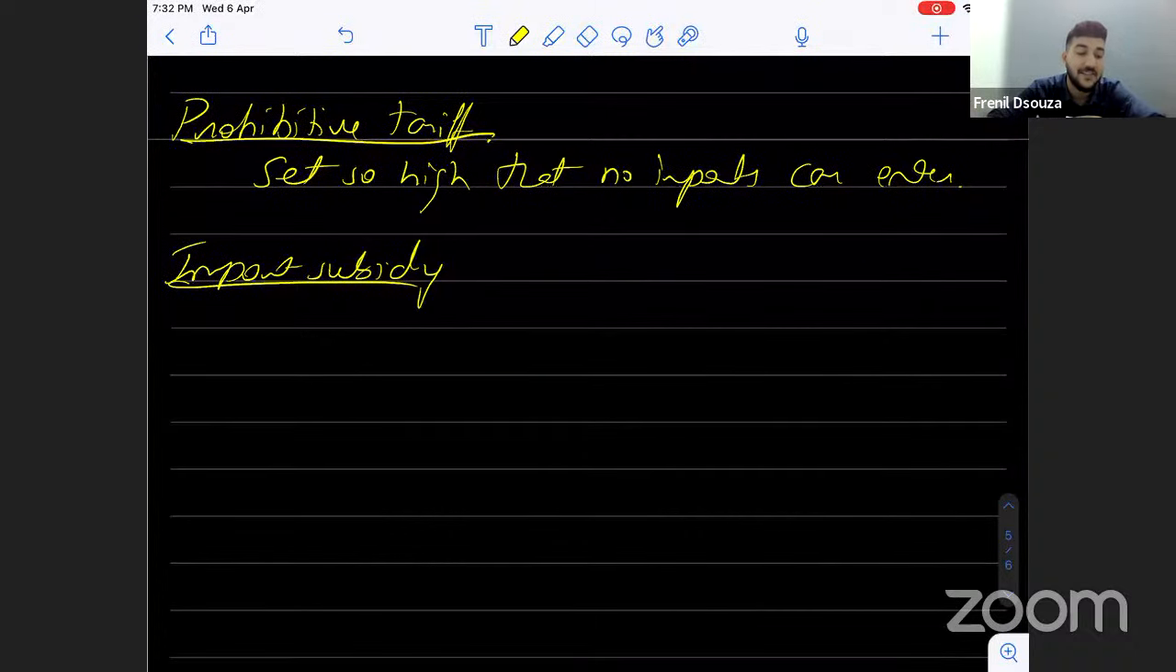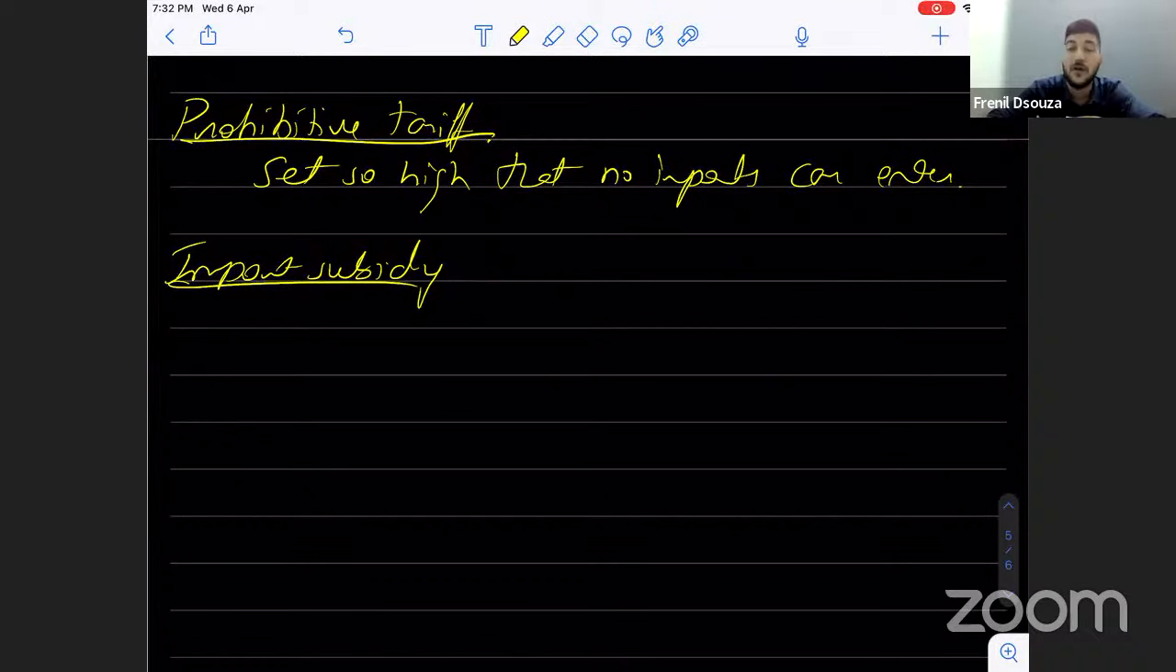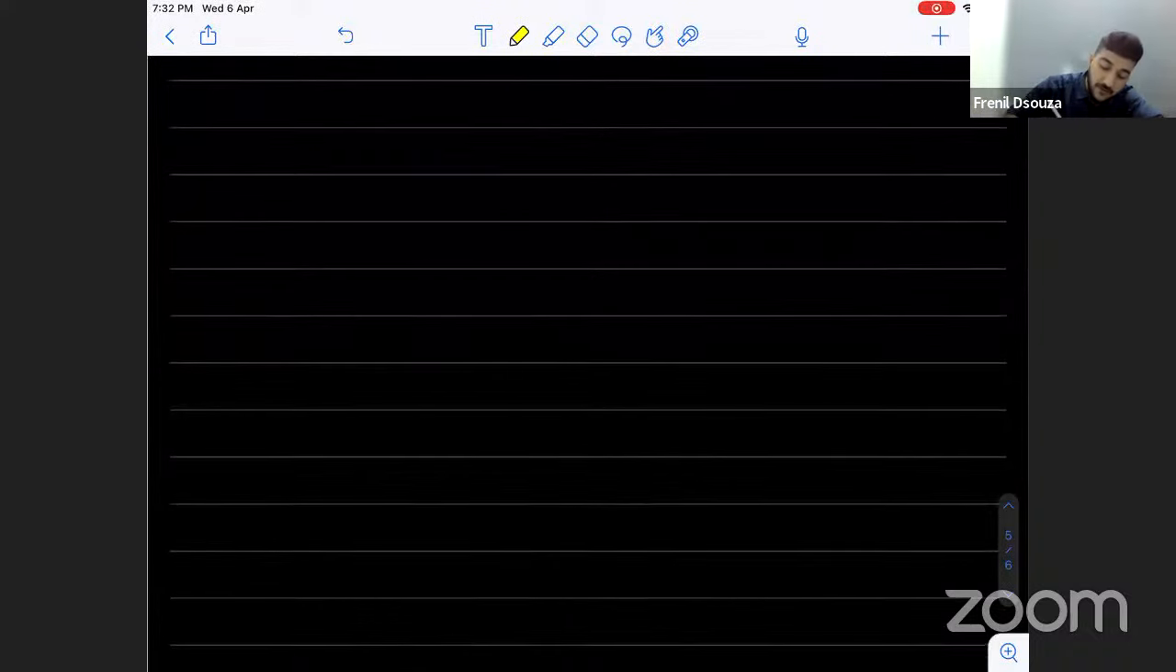That is, whenever countries engage in some unfair foreign trade practice, one country will put a lot of tax on the other. So that is called as tariff as a response to trade distortions. And then there is anti-dumping duty. Okay, it's important from examination point of view. Anti-dumping duty.